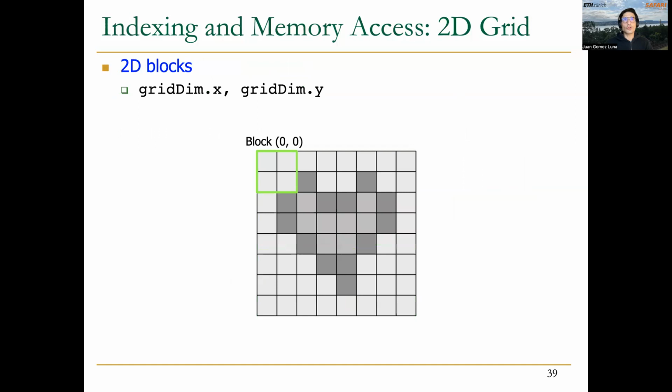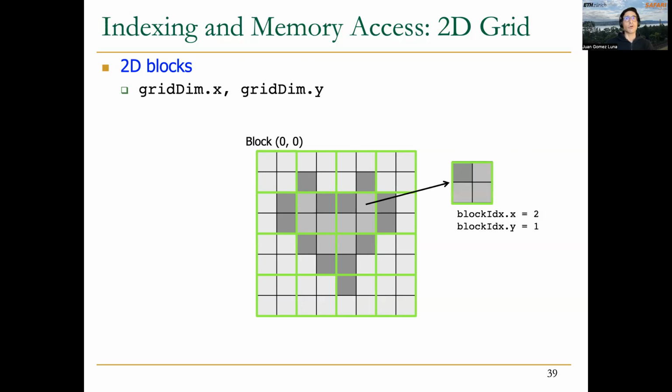But there are also other options, because they might be more convenient when we have 2 dimensions or 3 dimensions or maybe even more in our data structures. So it makes sense to also use 2D blocks or maybe even 3D blocks and grids. In the case of 2D blocks, we will have a grid dimension X and a grid dimension Y. As you can see in this toy example, the value of both gridDim.x and gridDim.y is 4.